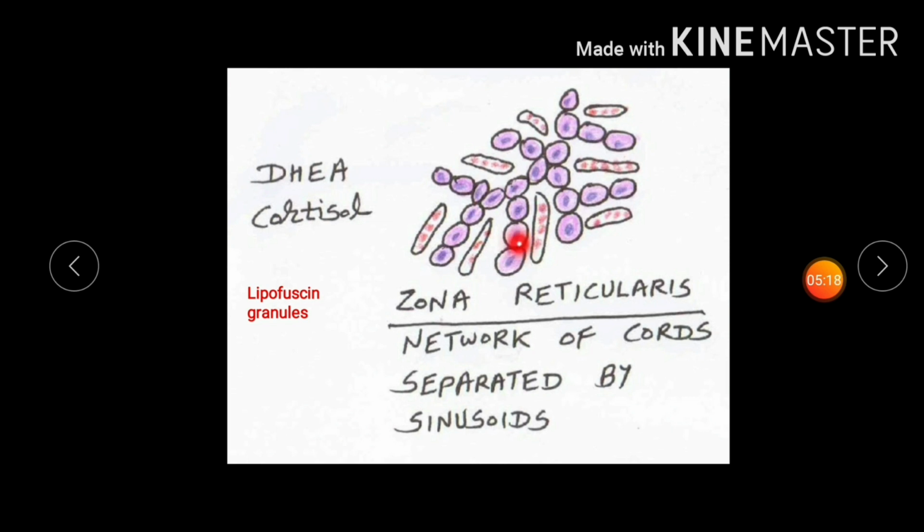Within the cytoplasm you can see yellowish or brownish granules, known as lipofuscin granules. The products of this layer are DHEA as well as cortisol, so it produces weak androgens, known as the adrenal androgens, which are mainly responsible for the masculinizing effect on the body.